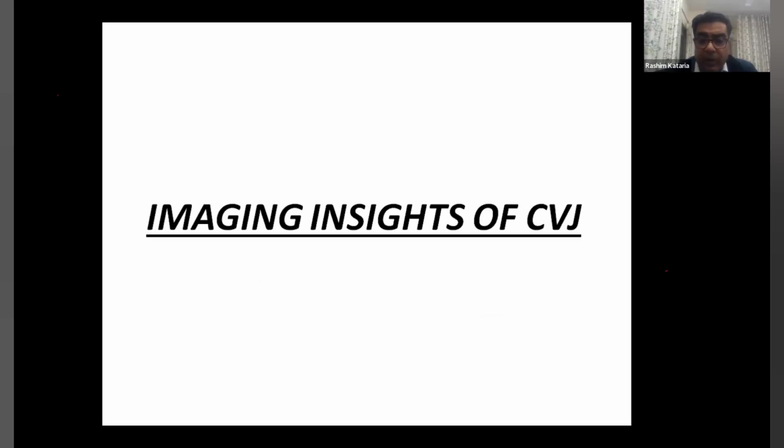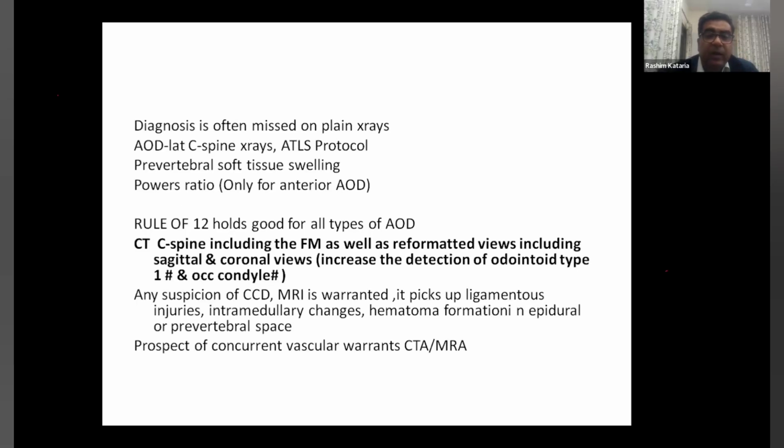So a brief about the imaging insights of the CV junction. Diagnosis of craniocervical disruption is often missed on plain X-rays.